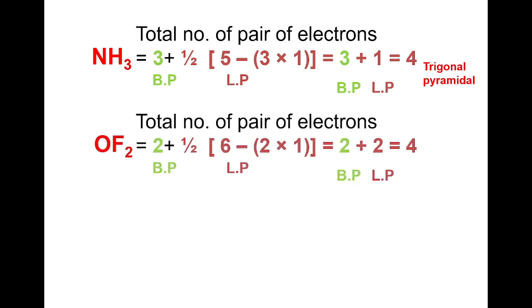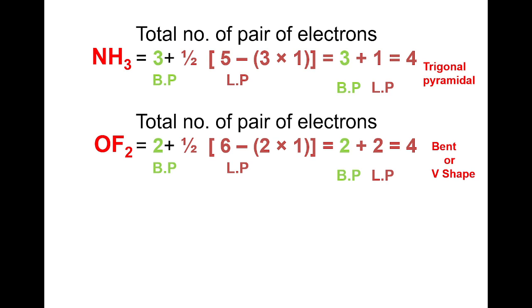Similarly, if we go to OF2, the total number of electron pairs will be calculated by using the same formula, and that will be 2 bond pair and 2 lone pair. Here 6 is the outermost electron of oxygen, and the central atom is oxygen. So 2 bond pair, 2 lone pair, the geometry will be bent or V shape.